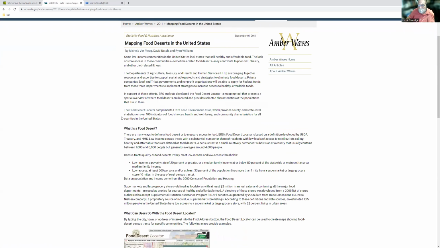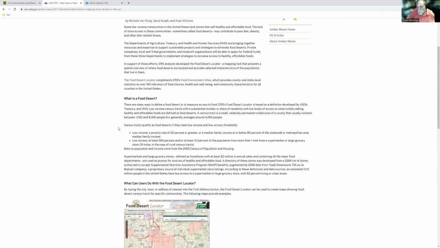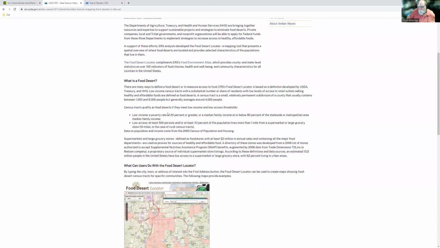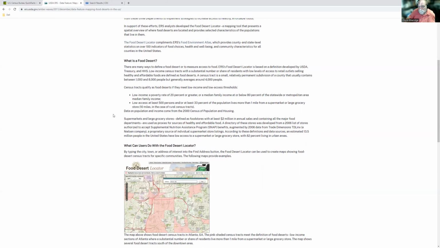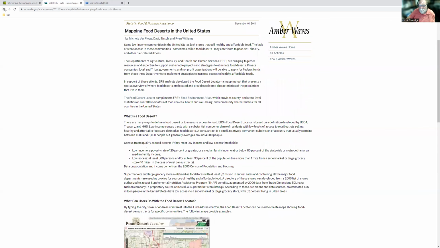So you've got, what is a food desert? It's a food desert if there is a poverty rate of 20% or greater, or a median family income below 80% of the statewide metropolitan low income, low access, at least 500 people or 33% of the population live more than a mile or 10 miles from a rural census tract as well. So we've got a definition of what a food desert is.